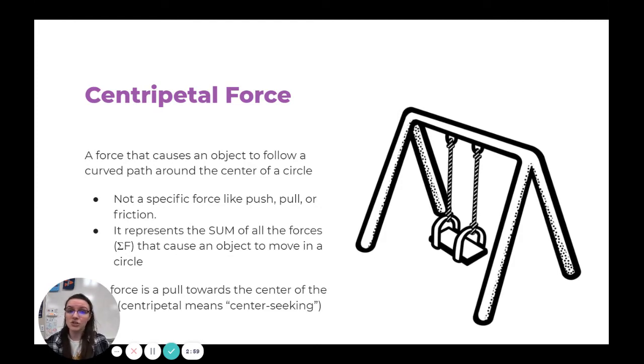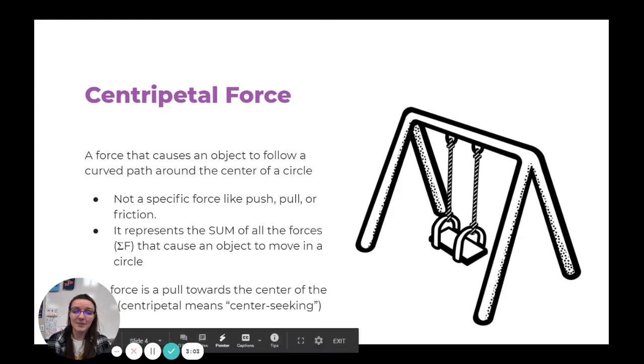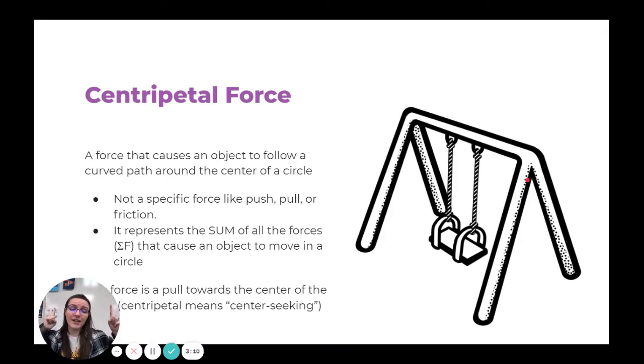So for example, if there is a child sitting on this swing, they might not be going in a full circle, but they are going to be making a semicircle around it. And there is tension pulling this child towards the center. So I have a centripetal force that is best represented by tension.